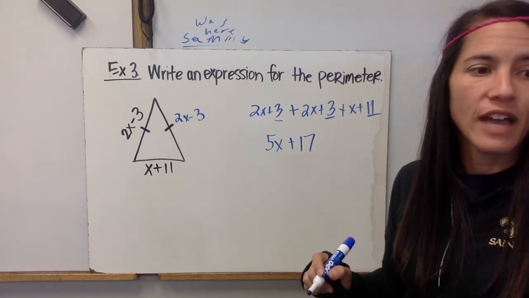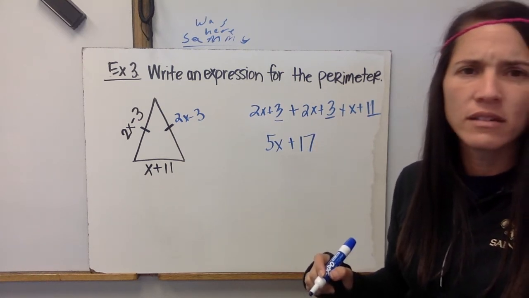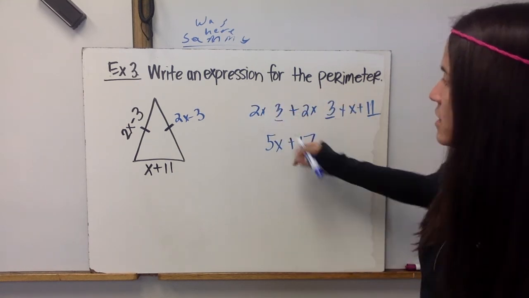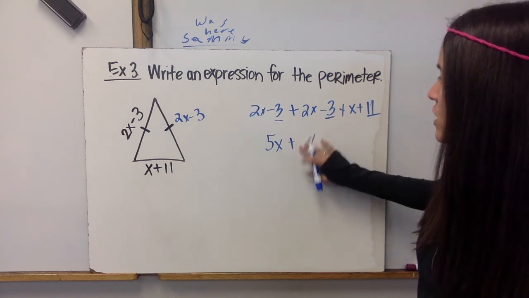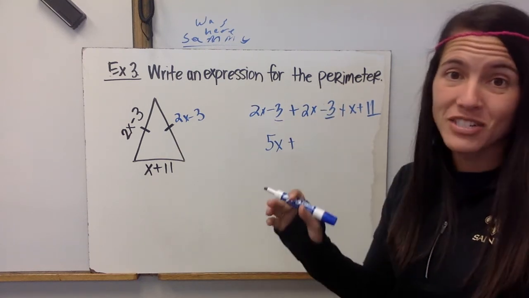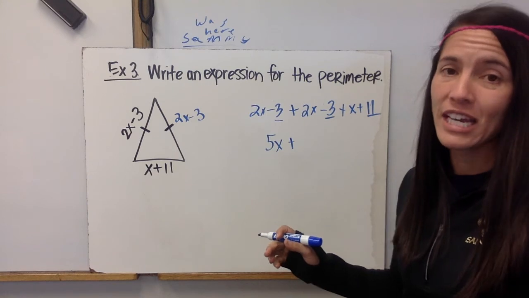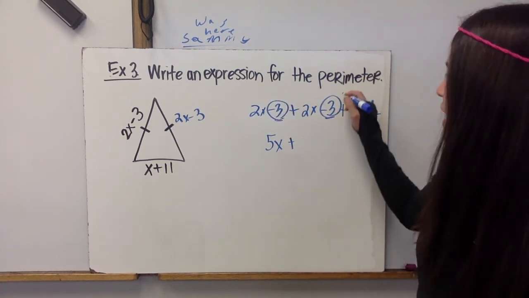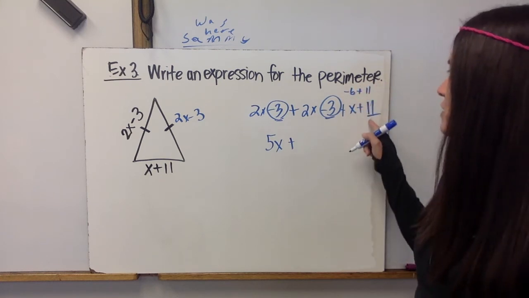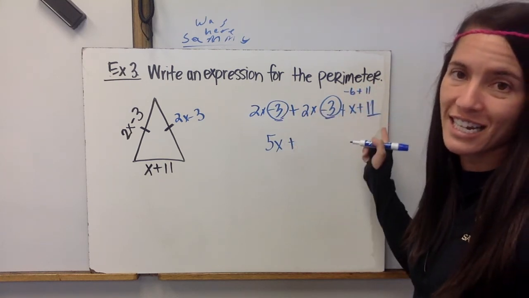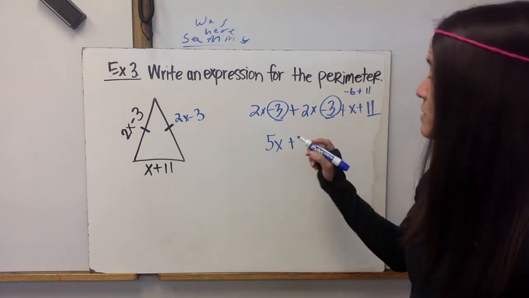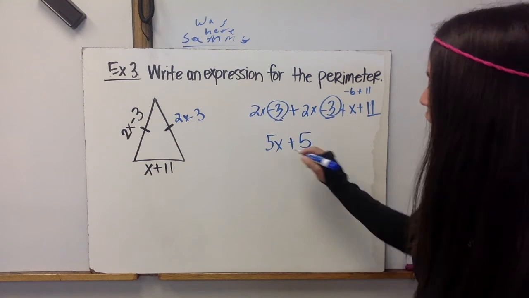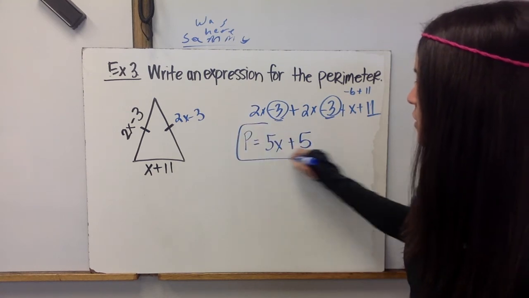So 5x, oh wait. I messed up. This is 2x minus 3, and this is 2x minus 3. Sorry, 2x minus 3, 2x minus 3. I don't know why I said plus 3. Negative 3 and negative 3, I knew something wasn't right, is negative 6 plus 11. So we have two negative 3's and an 11. So when you combine like terms, that's actually a 5, right? 5x plus 5 would be your perimeter.